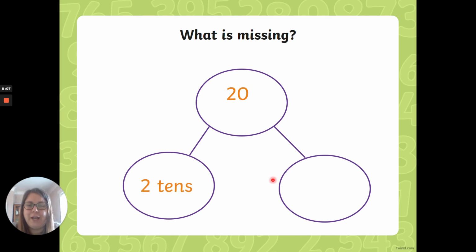Ooh, bit of a tricky challenge, this one. Who can have a go at this one? The part is missing again. Yeah, it would be 0 1s, wouldn't it? Well done if you did that.